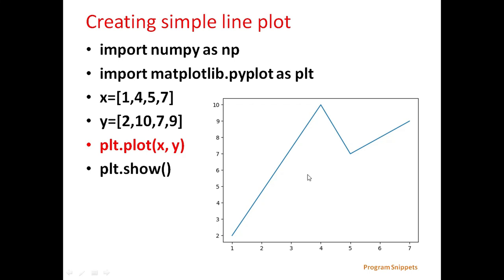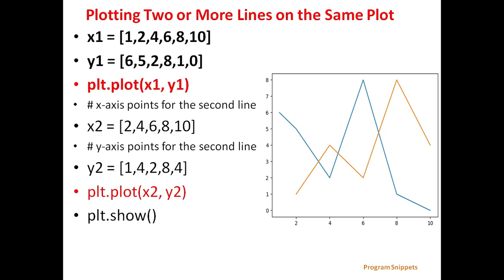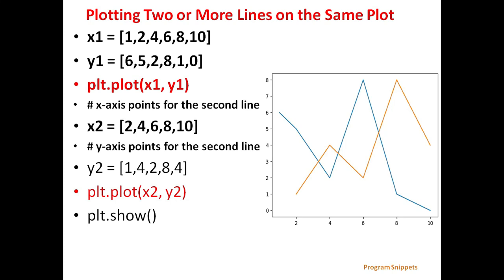It will plot a graph like this. We can plot two or more lines on the same plot. For this, first we'll define two arrays as x1 and y1, and we'll plot the graph with plt.plot for x1 and y1, and then we'll set x-axis points for the second line and y-axis points for the second line as x2 and y2, and we'll plot the second graph as plt.plot x2 comma y2, and we'll use plt.show. It will draw two lines on the same graph.